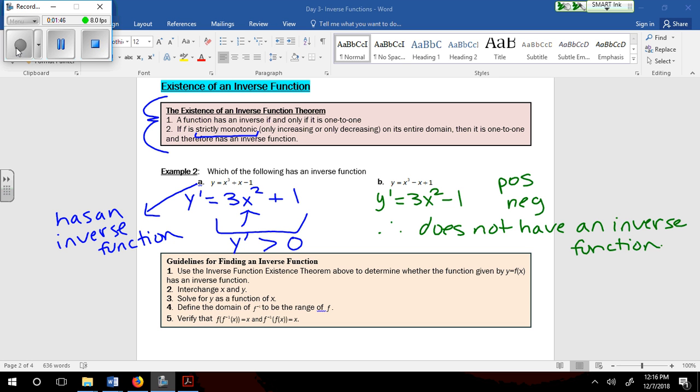And so that's just a really simple and quick test to even see if we can find an inverse function before you do the work to find it.